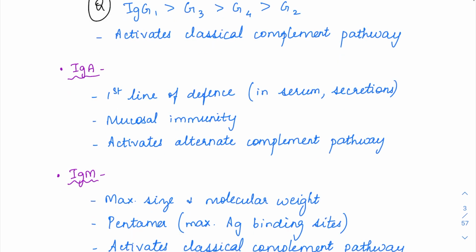Both IgM and IgG are capable of activating the classical complement pathway. In the complement pathway, we have three pathways, right?